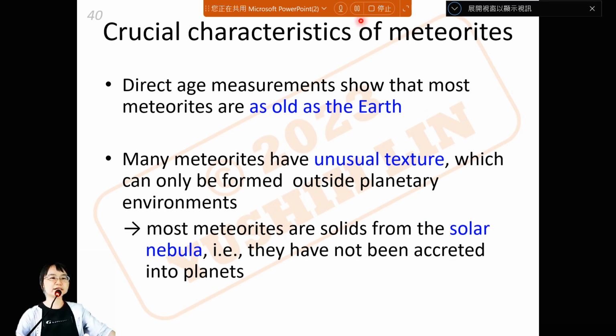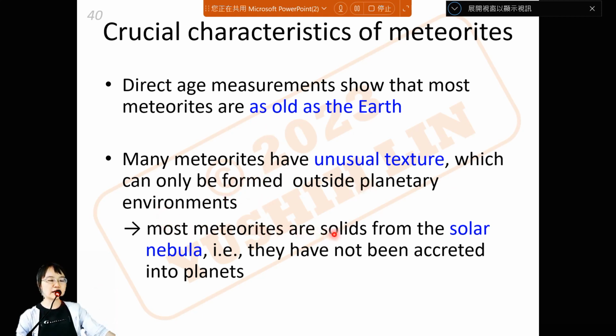And a crucial characteristic of meteorites, in 2 weeks, we will talk about dating techniques. Meteorites will be the first material we will talk about because it will tell you how old the Earth is or how old the solar system is. Direct age measurements show that most meteorites are as old as the Earth or as old as the solar system. That would be the more correct conclusion. Many meteorites have unusual texture, which can only be formed outside planetary environments. What does that mean? I will tell you later.